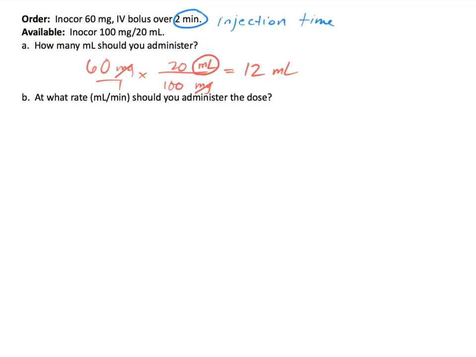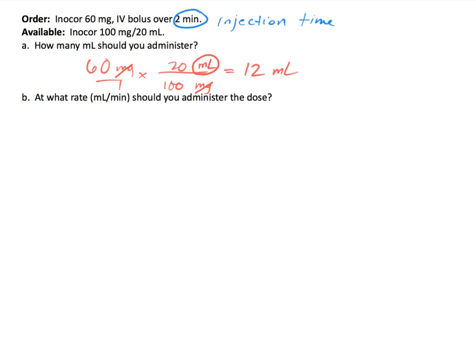So we would go grab our syringe, pull back 12 milliliters, and now I need to think about how fast I need to be injecting this. And we're specifically given the time in this example. So it's a little bit different than what we saw in the previous example, where it's not giving us a recommended ratio, but it's specifically in the order stating to inject this over 2 minutes.